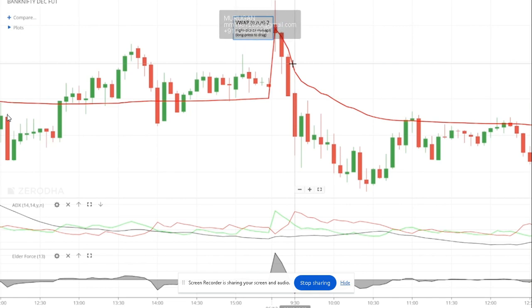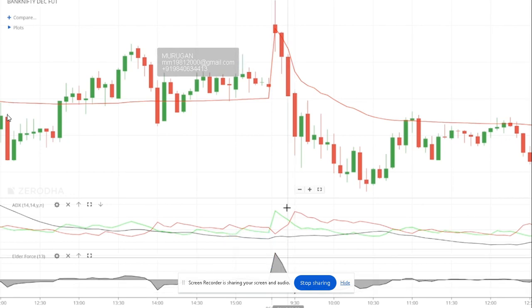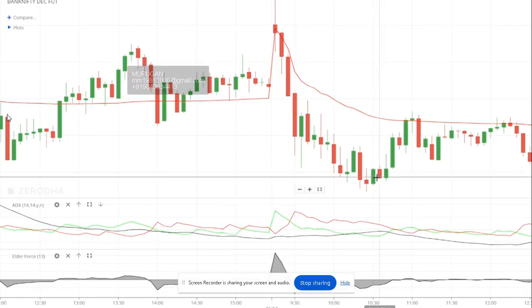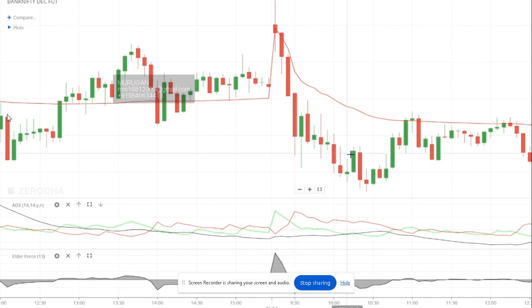green line is below the red line, market is bearish. Below the VWAP, and the average directional index is on the higher side, and the Elder Force Index is actually showing the spike down. So that means somewhere here you should have bought a put option, and then the market came down. But the market came down, again reverses.